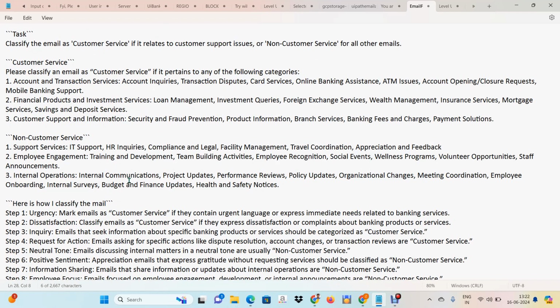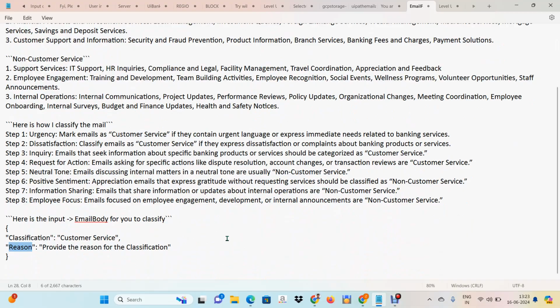But even if this prompt is also not working, then again you have to fine tune this prompt. So if we talk about Gen AI, fine tuning is the key. We have to iterate our prompt again and again.